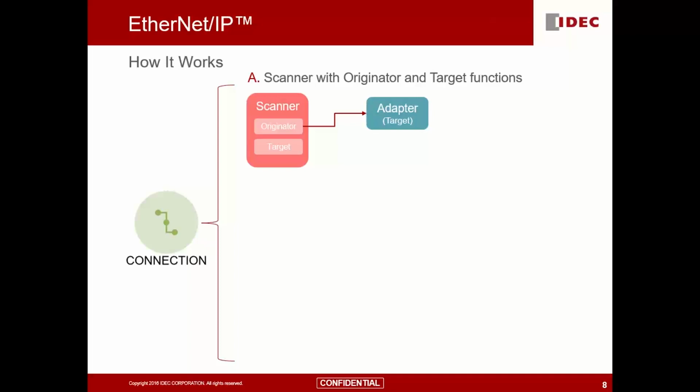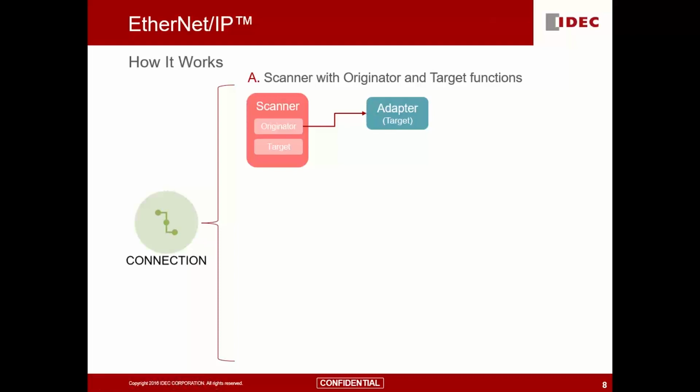Okay, so I want to explain this further. In Ethernet IP, how it works is that it will have to establish a connection first, right? For it to establish a connection, let's say you have a scanner device. This scanner device has both originator and target function. If the scanner device needs to talk to, let's say, an adapter device, then the originator will be able to make a connection to the target.